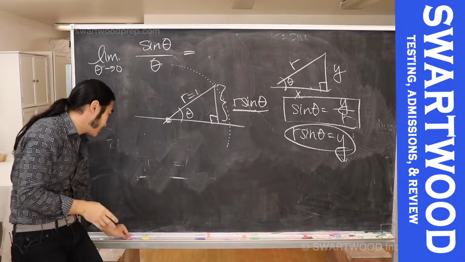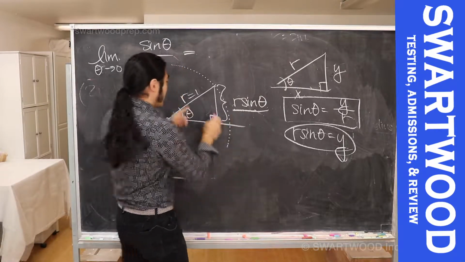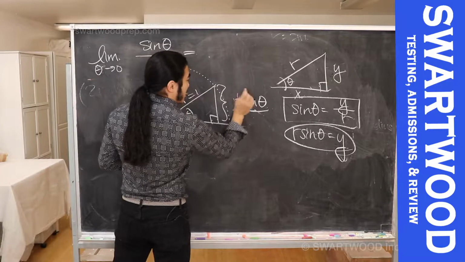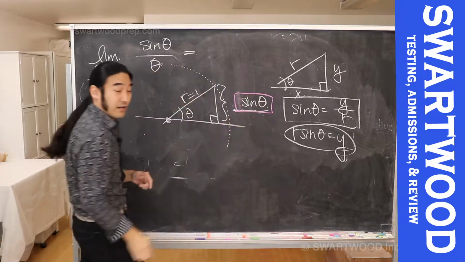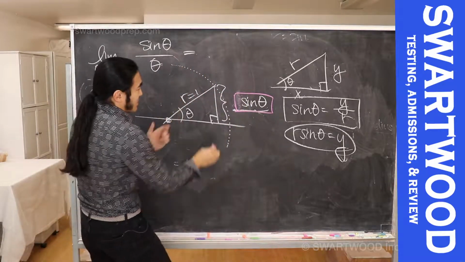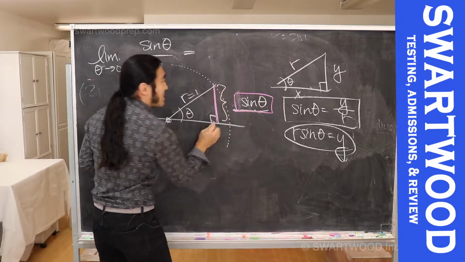Okay, no big deal. But now, because we're on the unit circle, this guy is 1, so this is 1. So really, we just get sine theta, right? Okay, so let me get this straight. This pink line here represents sine theta.